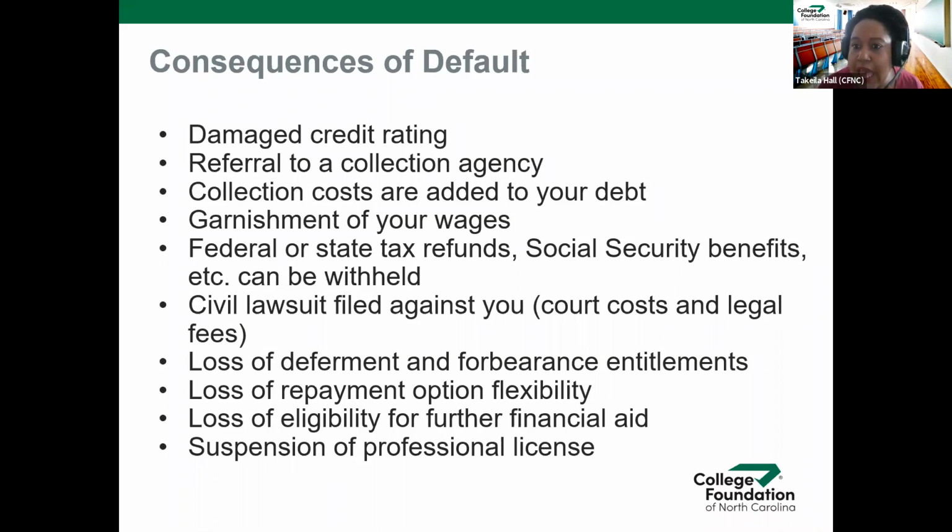Loss of deferment and forbearance entitlements. We talked about forbearance and deferments just a moment ago. Loss of repayment options, that flexibility. Loss of eligibility for further financial aid, that's a big one. If you're planning to continue your education, you're losing your eligibility for further financial aid. And this is another one that sometimes students are not aware of: there could be suspension of your professional license. You worked really hard in school for all this time, and I would really hate for you to experience any of these things. So I just want to make sure that you're aware of it.